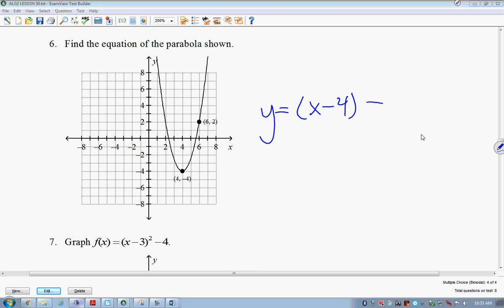Yeah, minus 4, but we are forgetting something. Does anybody know what we're forgetting? Squared outside my parentheses. Y equals x minus 4 squared minus 4.